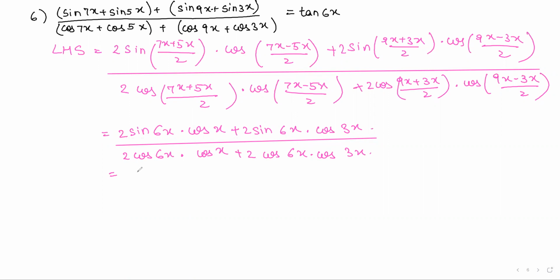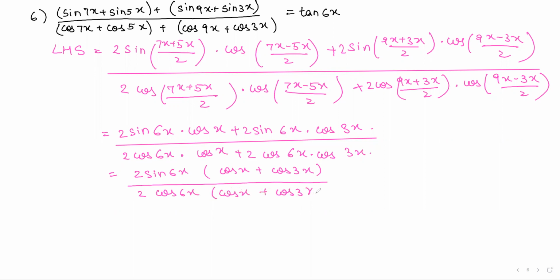Here, in the numerator, you can take 2 times sine 6x common. You're left with cos x plus cos 3x. In the denominator, you can take 2 times cos 6x common. You're left with cos x plus cos 3x. The whole bracket gets cancelled and 2 gets cancelled. This is tan 6x, which is your RHS.